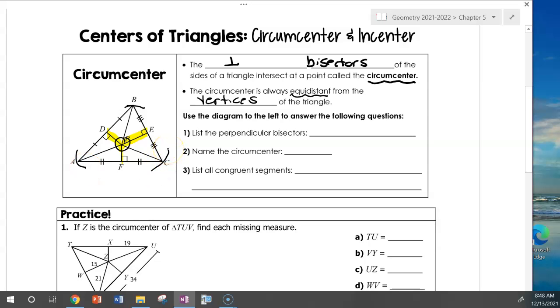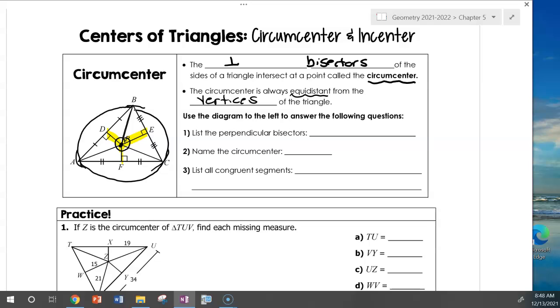Since it's all the same, what you can do is you can take a compass, and if you put the point of your compass right here on the circumcenter, open the length to be the same thing as this, then you can actually draw a circle, a perfect circle that goes around that triangle. And my circle is not so perfect, but I hope you get the idea.